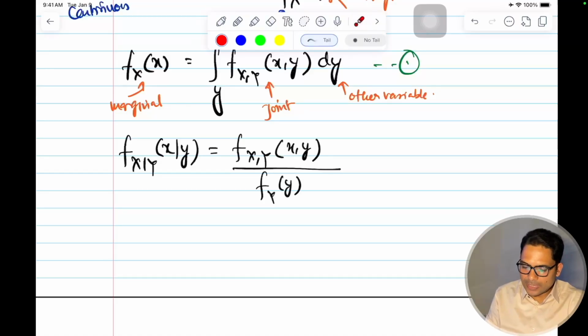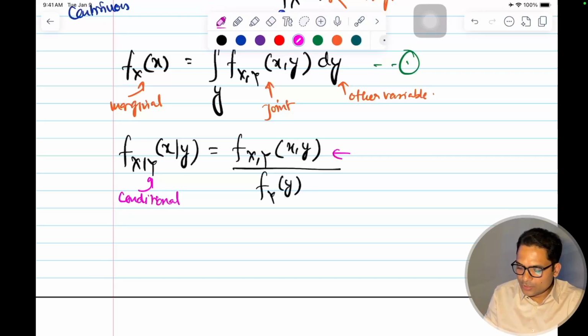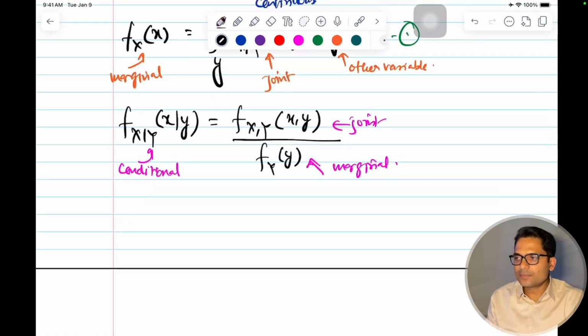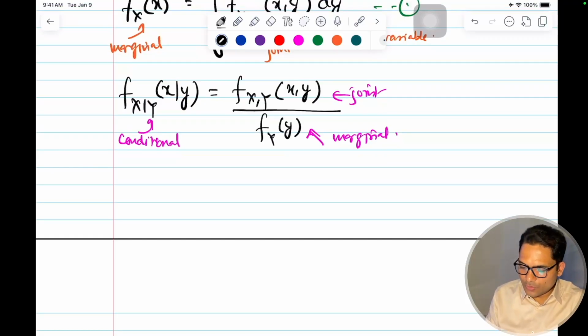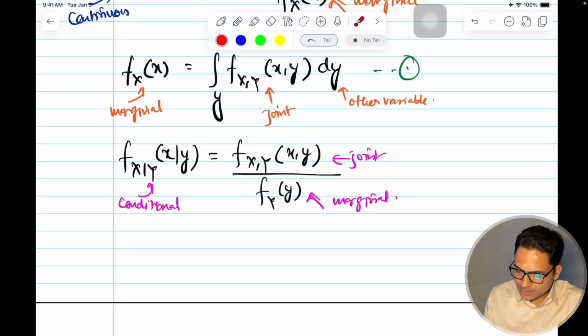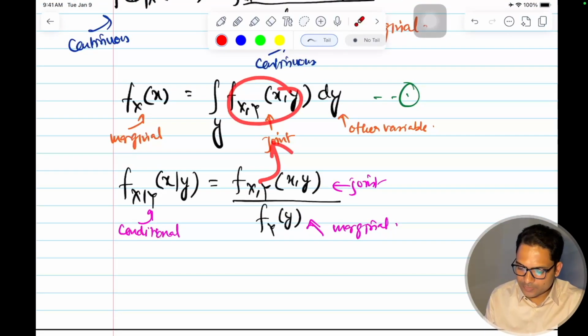Here y and y will be the same, and x given y, so y will come here. So this is your conditional probability, this is your joint, this is your marginal. Okay, so I want to find this, this is what I want to find here.